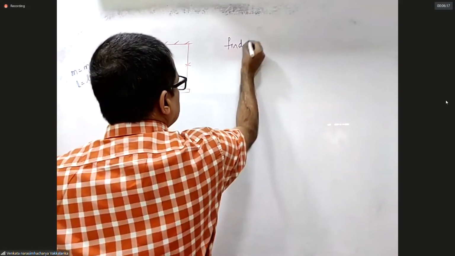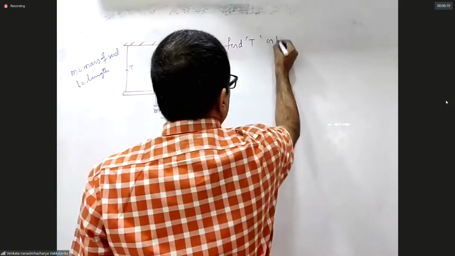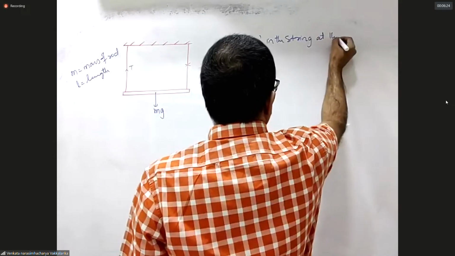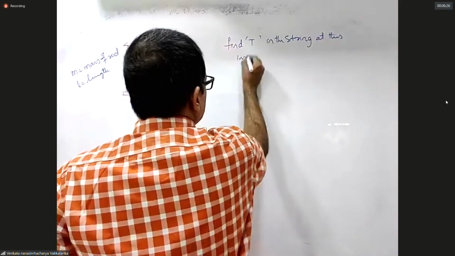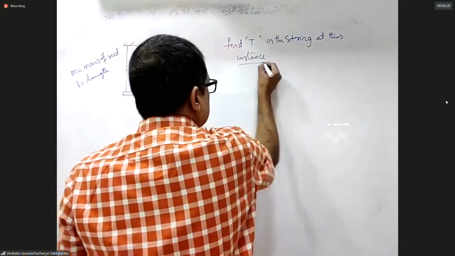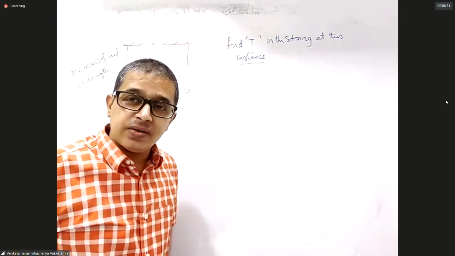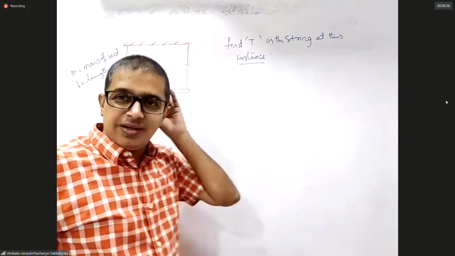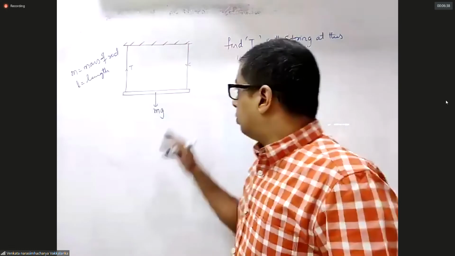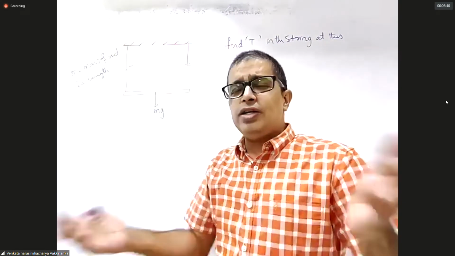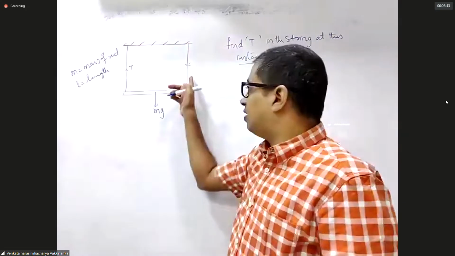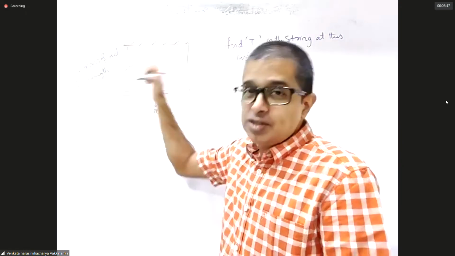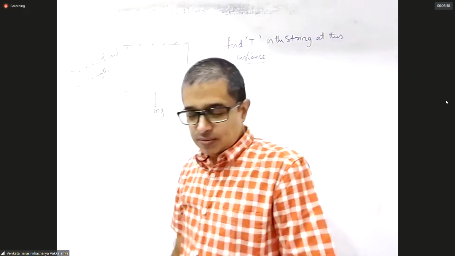Find the tension in the string at this instant. Which instant? Just after the string is cut. Somebody asked me long back, string is cut, so tension in it is zero. No, why would I ask you the tension in that string? I didn't ask you the tension in this string, I'm asking the tension in this string, when the right string snaps.